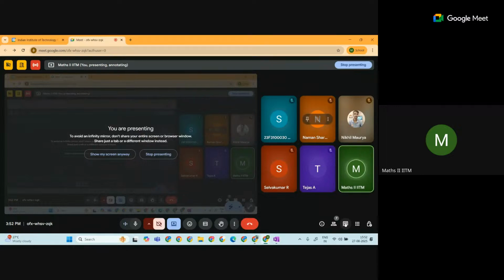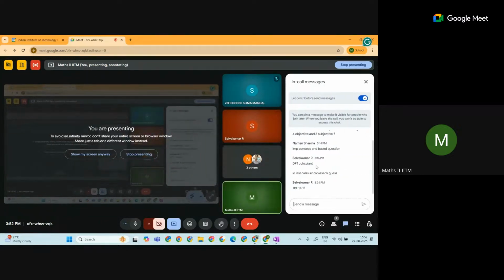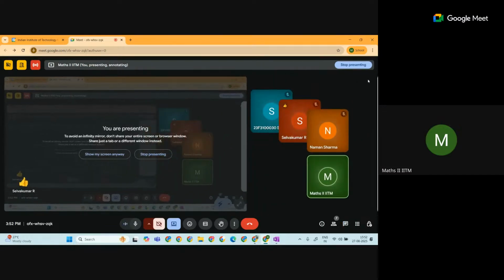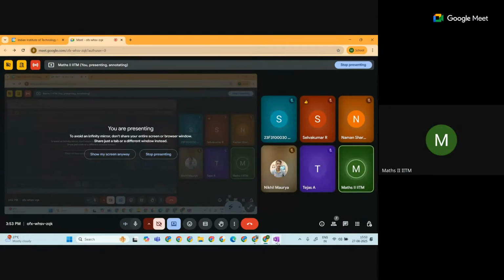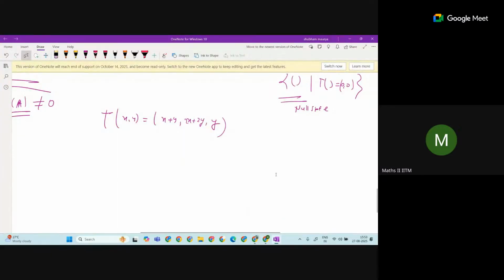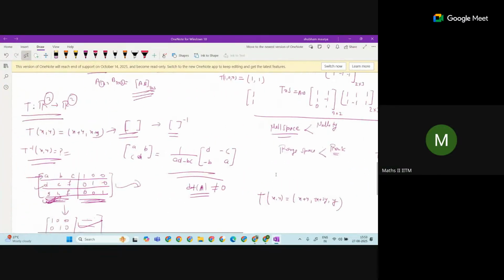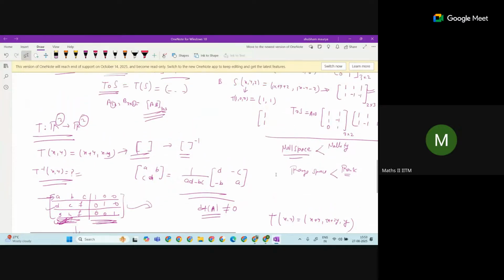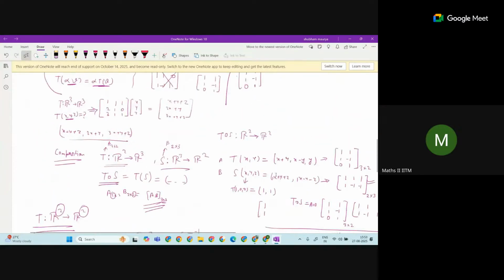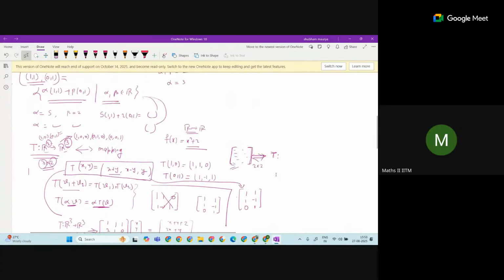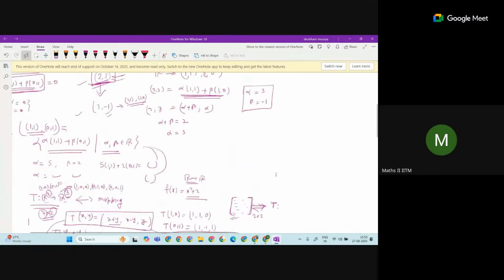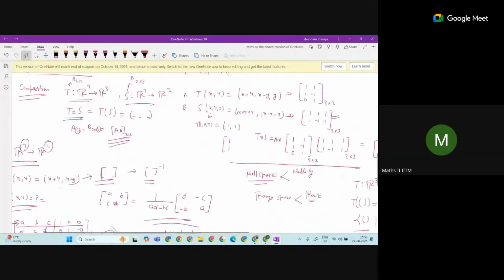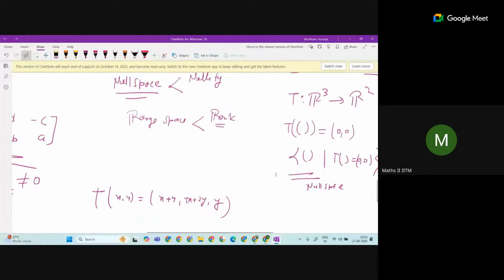Am I audible? Okay, is anyone solving that problem? Please stop me if I am going very fast. There is no meaning in going very fast if you are not understanding. Okay. So if you are not understanding what null space is, I will slowly explain it.